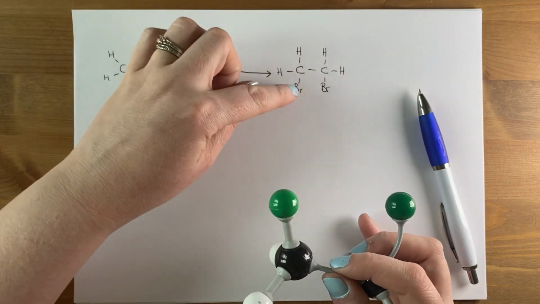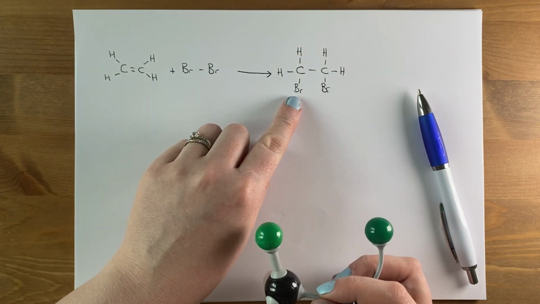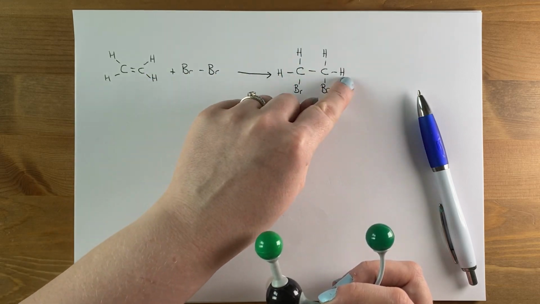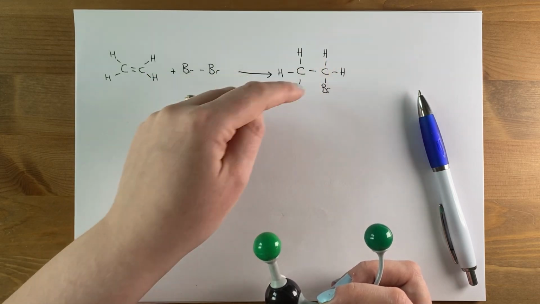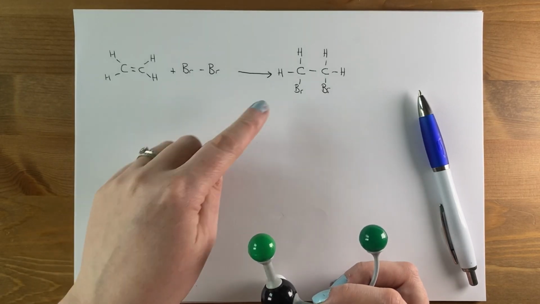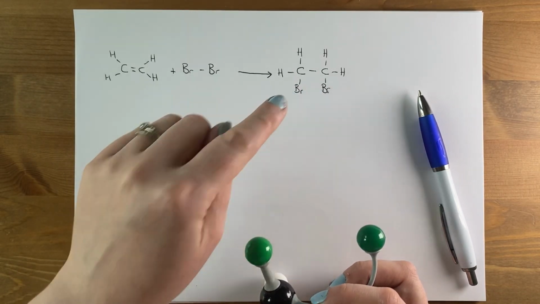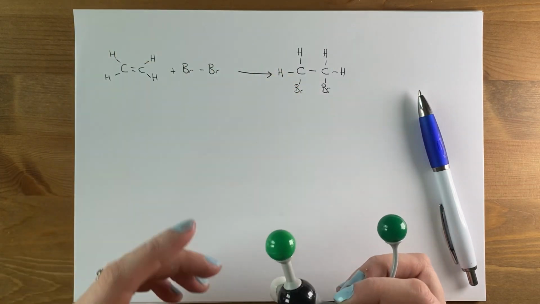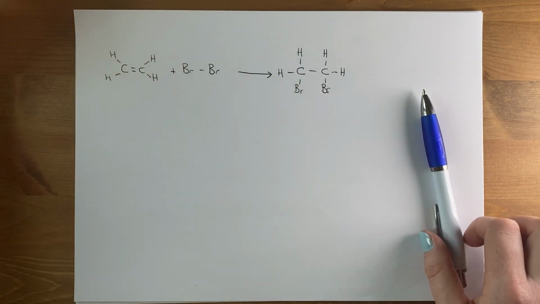So the three positions are equal, so it doesn't actually matter if you've put the bromine here, here, or here on this carbon, or here, here, and here on this carbon. The three positions are equal. What does matter is that you put the bromine one on each carbon which contain the double bond. If both of these were on the same carbon, that would be the incorrect answer.